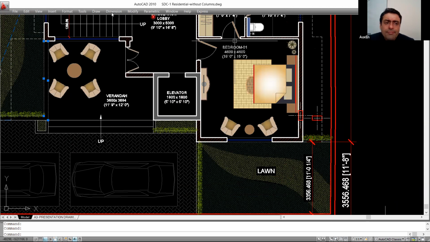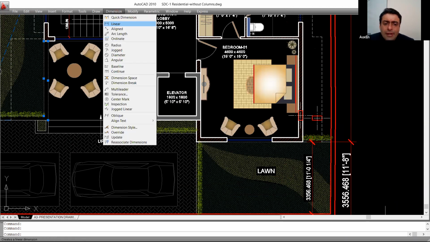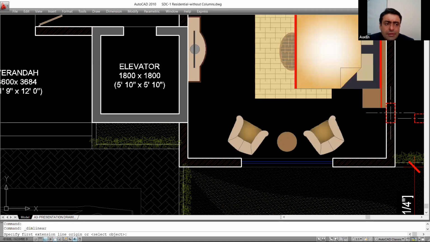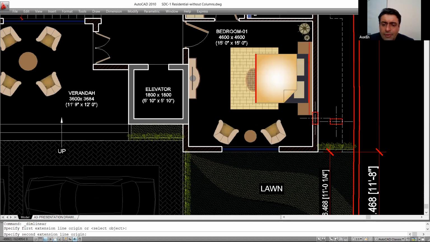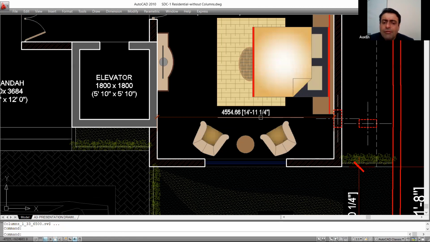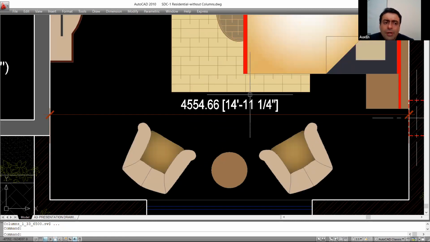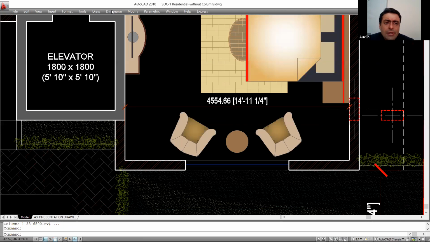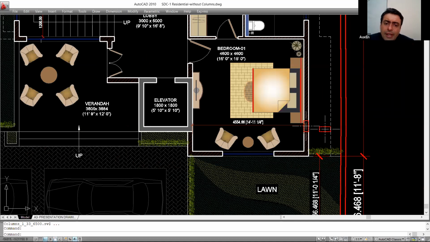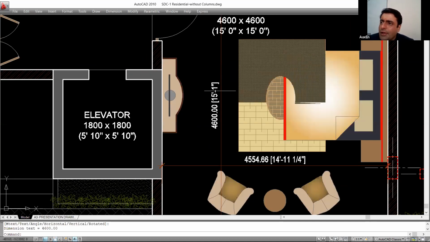If I just try to measure this quickly, just let me measure dimension linear. So from here to here. 14 feet, 11 and 1/4 inches. It's as good as calling it a 15 feet room, isn't it? And in the other direction also, I hope all of you are thorough with your AutoCAD. And this is 15 feet, 1 inch. So I can call it a 15 by 15 feet room.